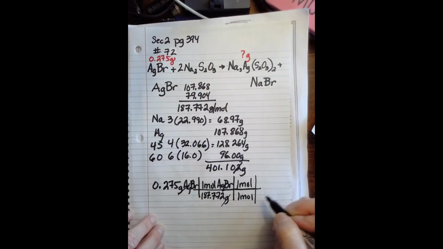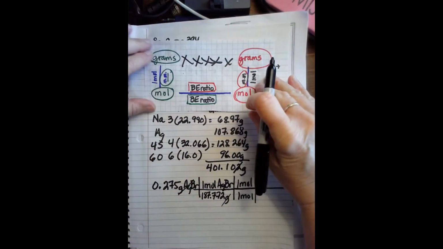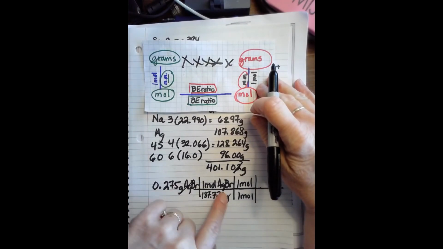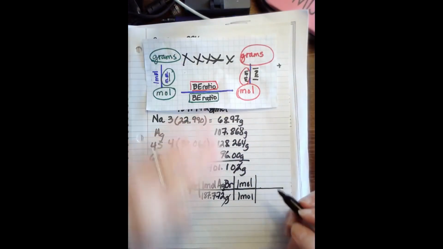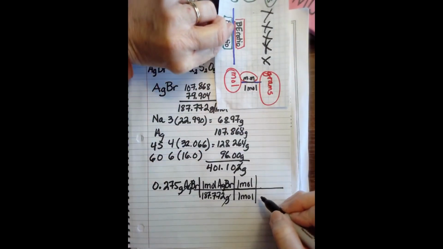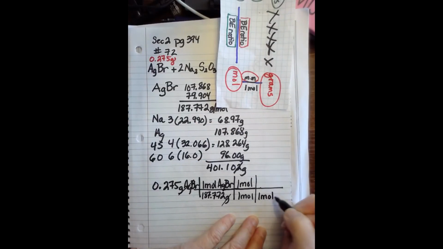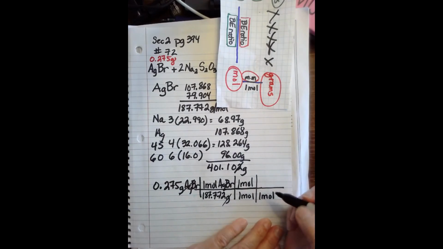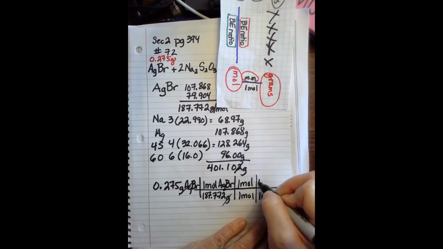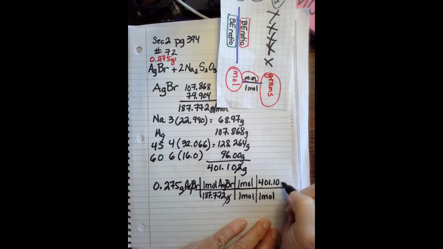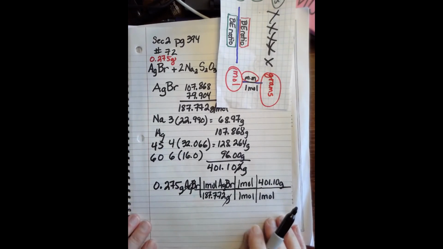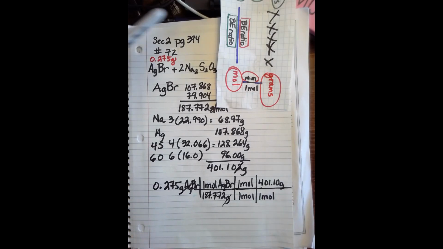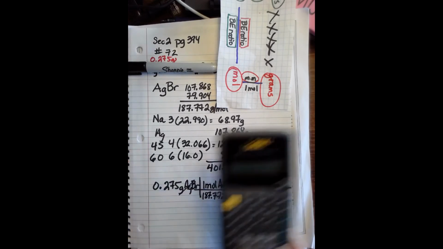And then let's look back at this. So we've done grams to moles right here, balanced equation ratio. Now we're doing this last leg, which is 1 mole on the bottom, 1 mole on the bottom, and then the molar mass on the top. So 401.10 grams of the sodium silver thiosulfate. Now, once I have all of that written out, I can pick up my calculator and solve this problem. So let's do that together right now. And you try this as well.